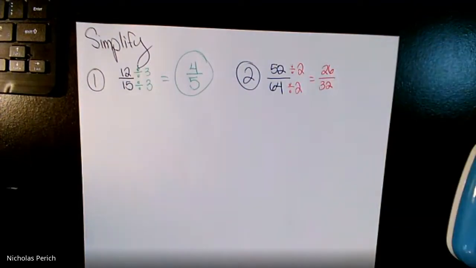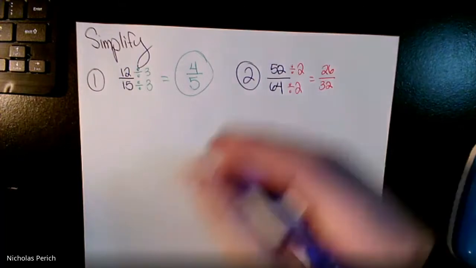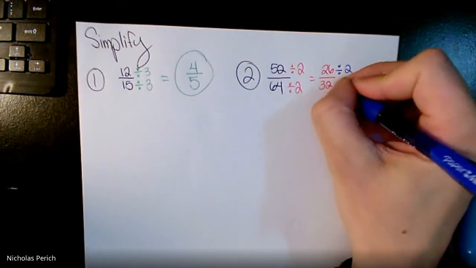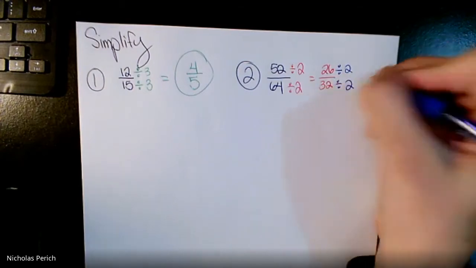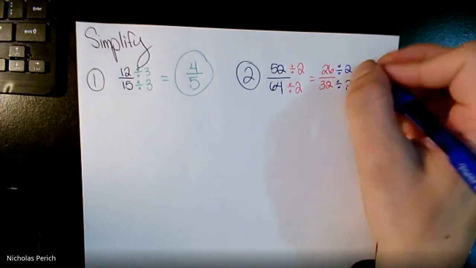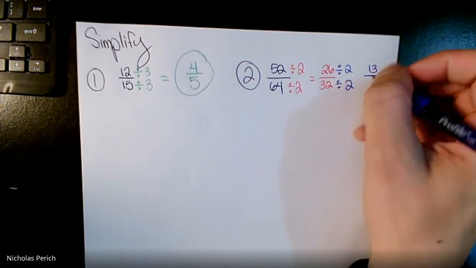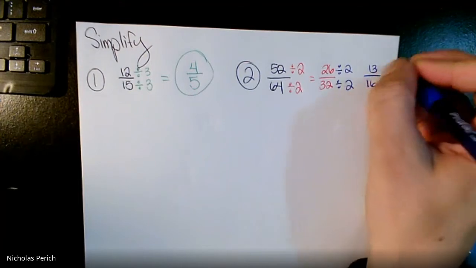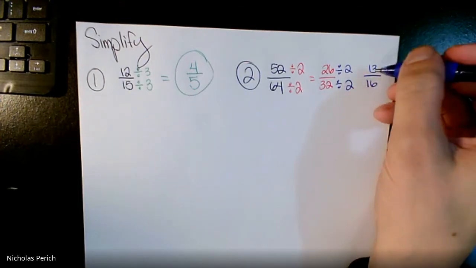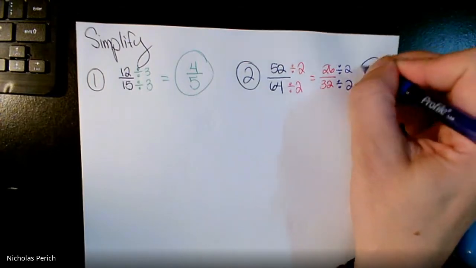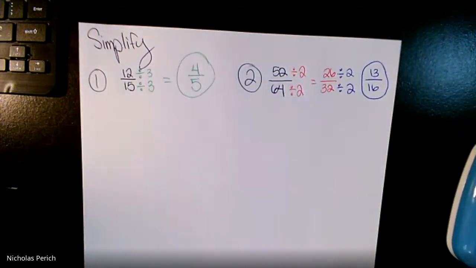And then you might look at that and say, gasp! Those are both still even numbers. I'm not done yet. So then what you do is you keep going. Divide the top by 2 and the bottom by 2 again. 26 divided by 2 is 13. 32 divided by 2 is 16. Can I divide 13 and 16 by any number and have it both work? Nope. So that's that. Tricky.